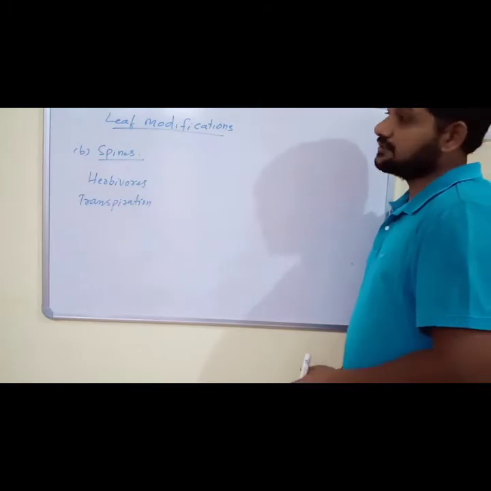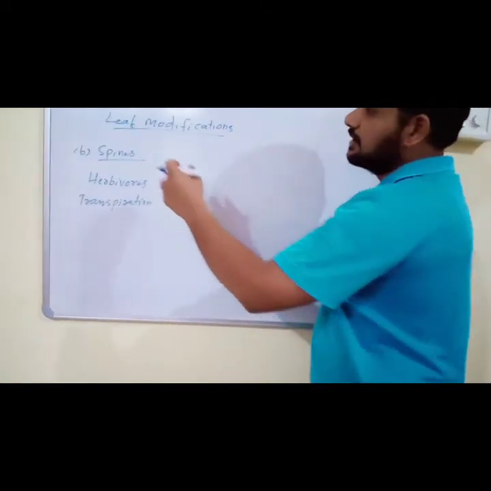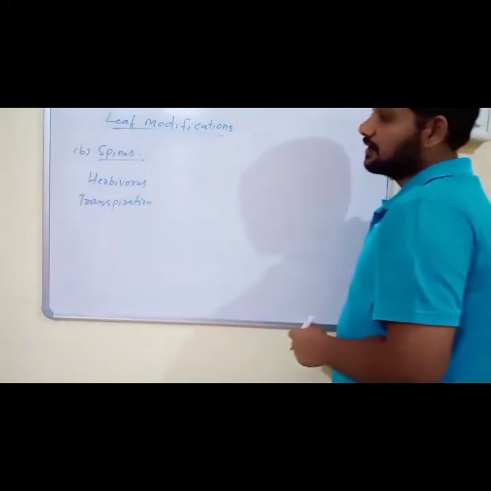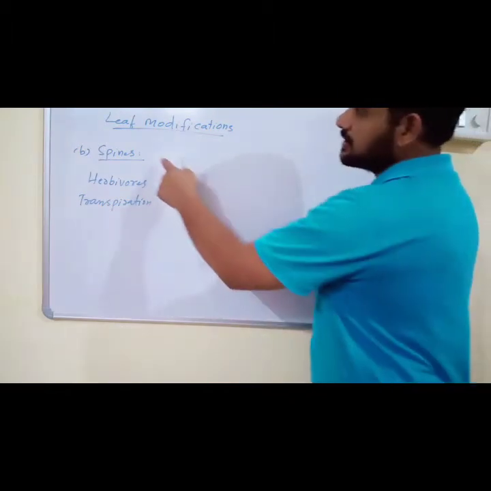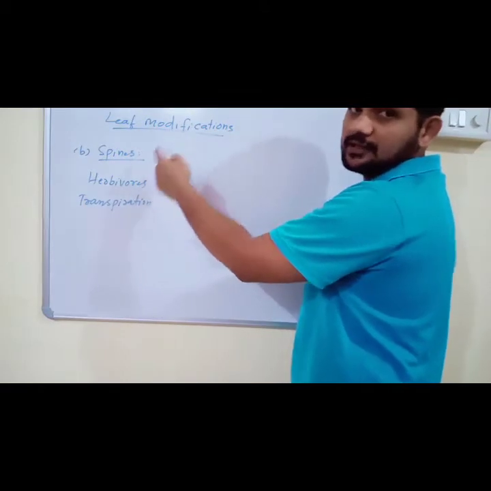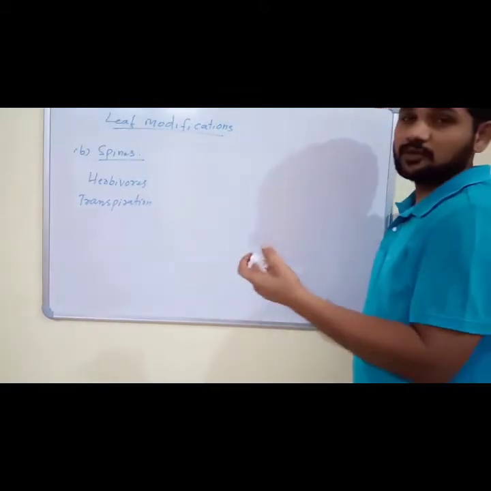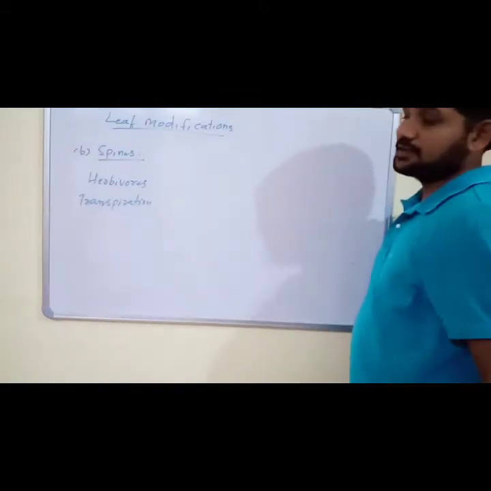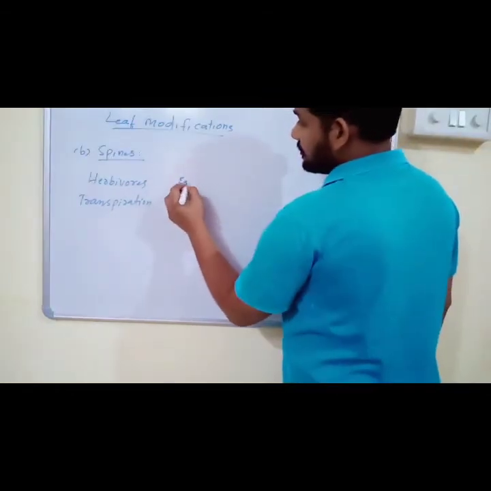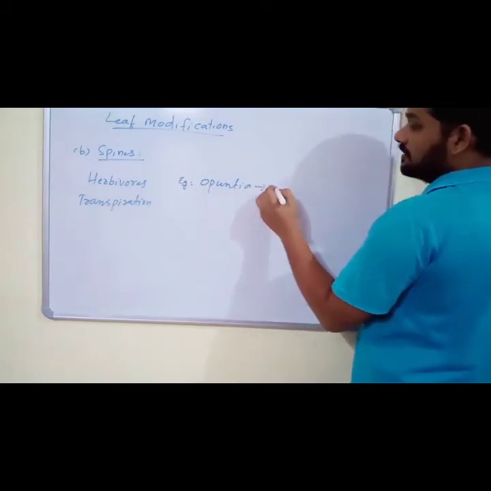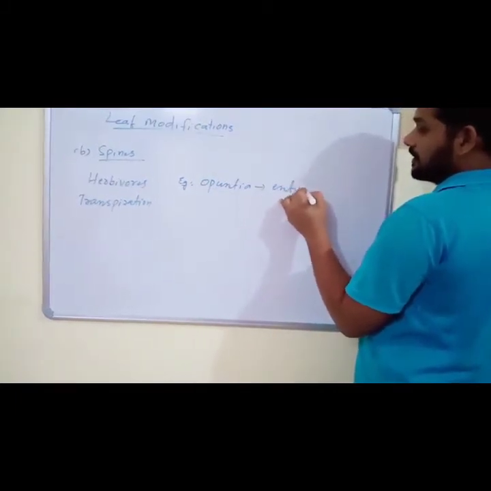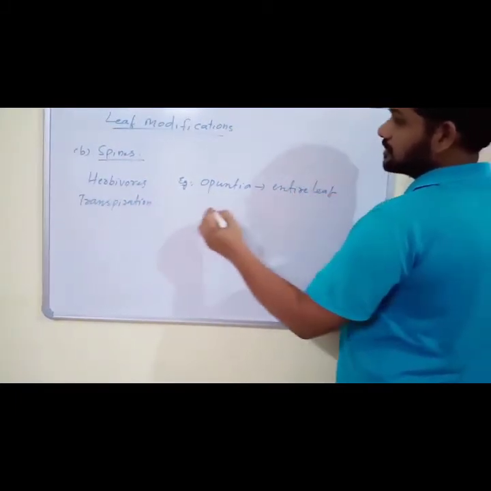If origin different, same function, they are called analogous organs. And thorns and spines are analogous organs. And what is spine? The entire leaf or any part of leaf modified into a sharp pointed structure is called spine. In case of Opuntia, the entire leaf modified into spine.